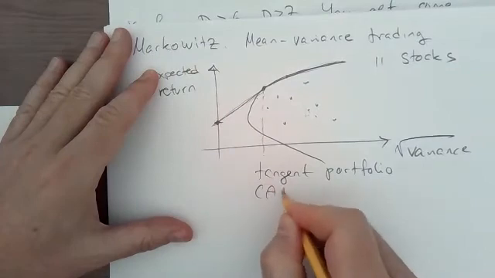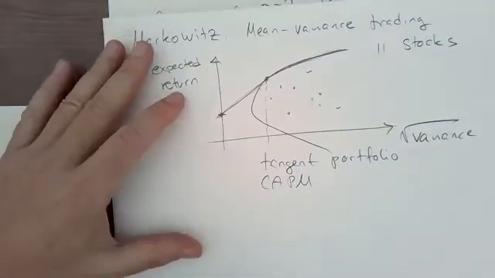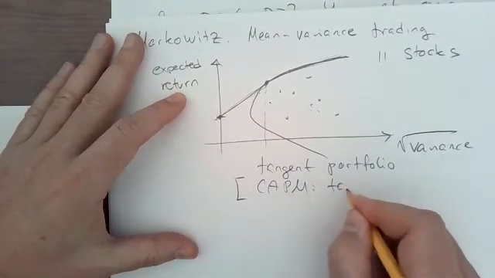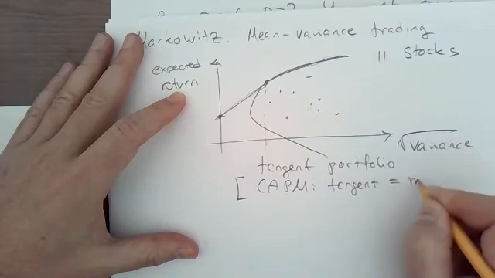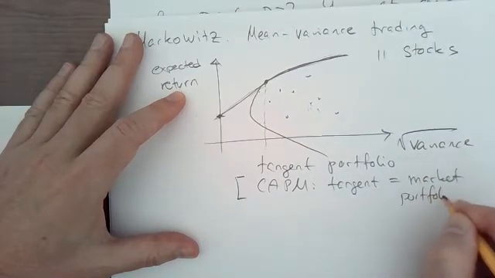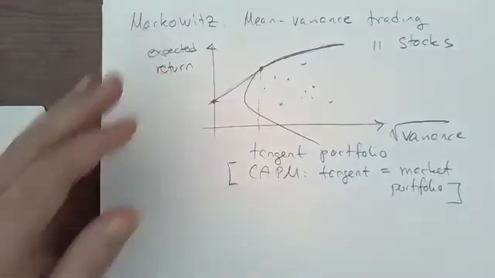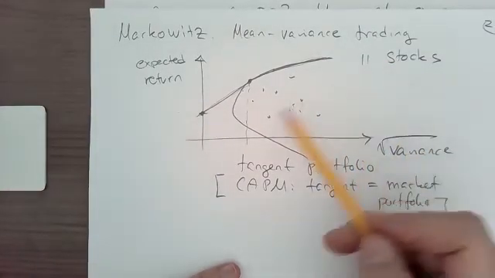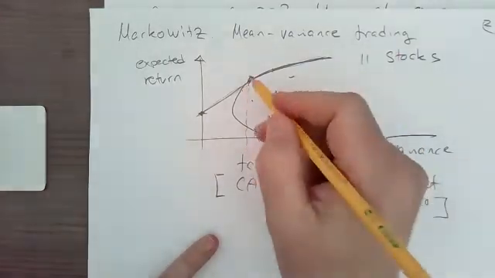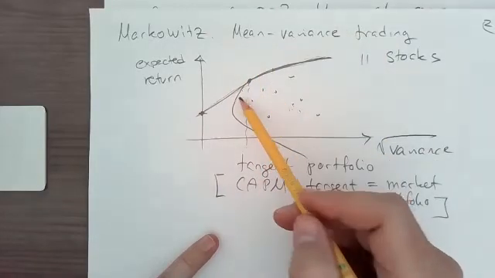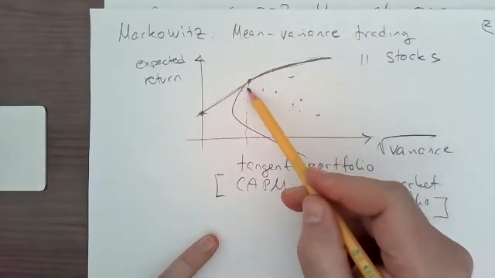And if you are interested in something called CAPM, one way of putting it is to say that the tangent portfolio is equal to the market portfolio. Anyway, the market portfolio is just, you look at these capitalizations, how much does each stock weigh in the overall picture. But that's a different point. What you will be interested in creating is this efficient frontier here.